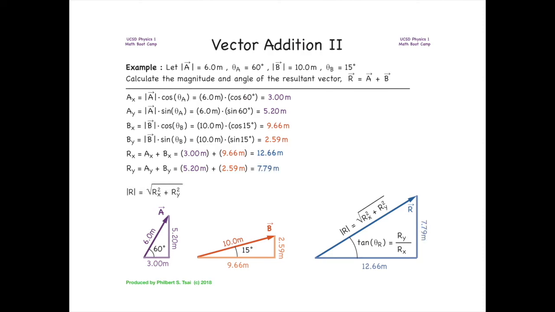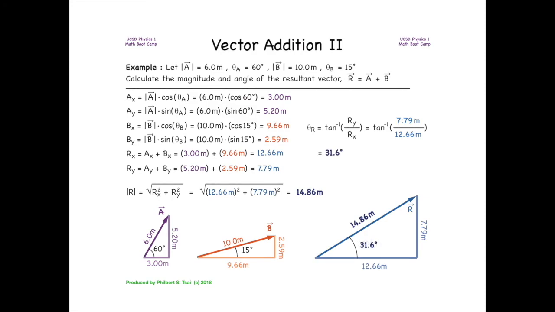Our next step is to use Pythagorean's theorem to calculate the magnitude of the resultant vector. Plugging in our numbers, we get a final answer of 14.86 meters. And finally, we use our arctangent formula to figure out the angle that the resultant vector makes with respect to the horizontal axis. Plugging in our numbers, we get an answer of 31.6 degrees.